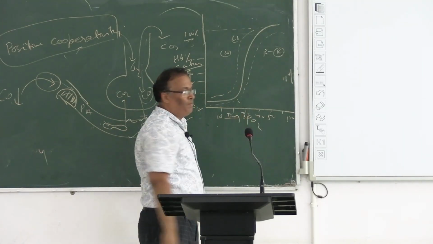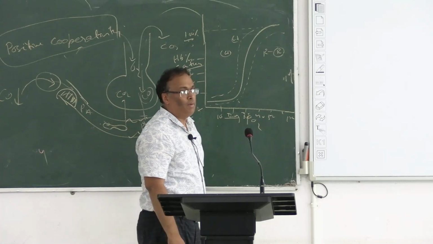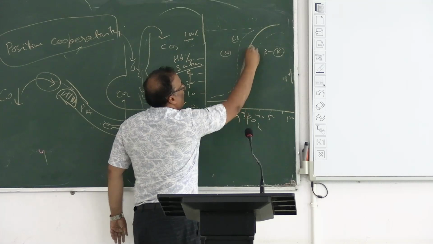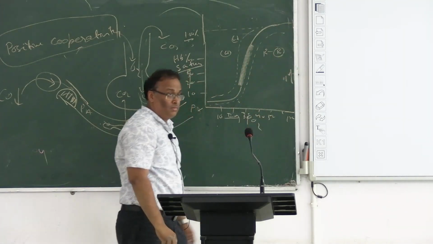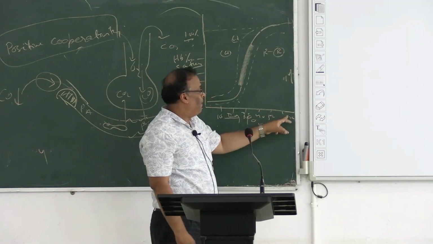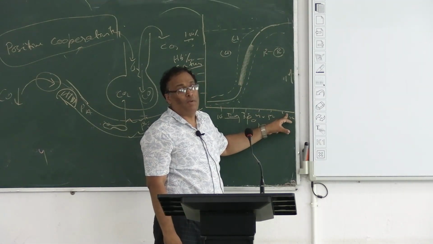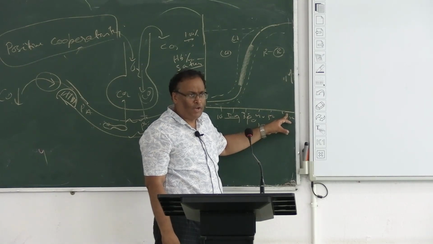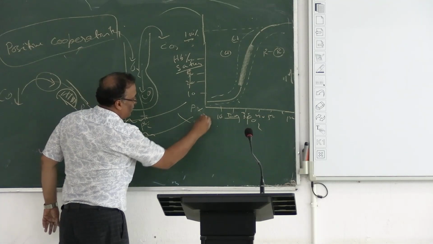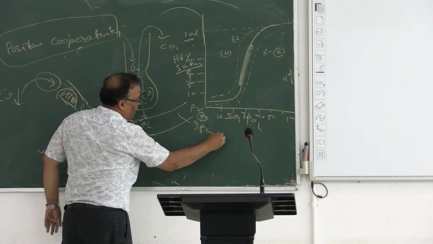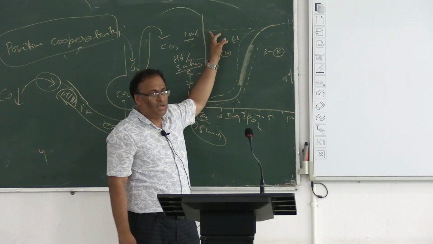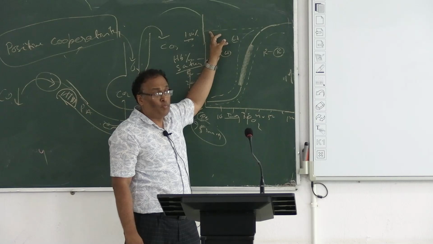If we increase the percentage of oxygen, in the lungs at the alveolar level the pressure of oxygen is around 95 millimeters, and this means the saturation is around 100%.